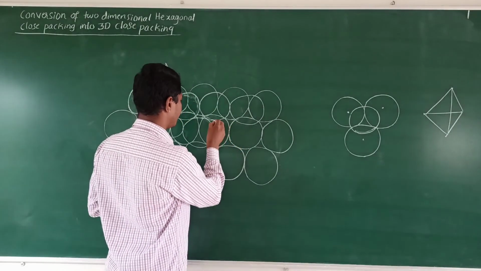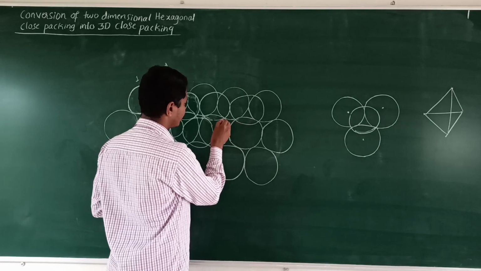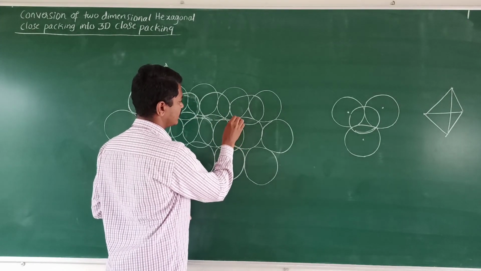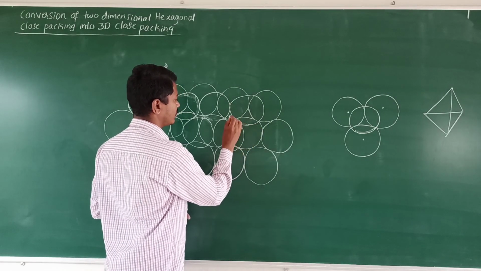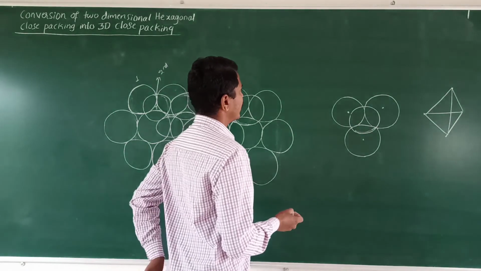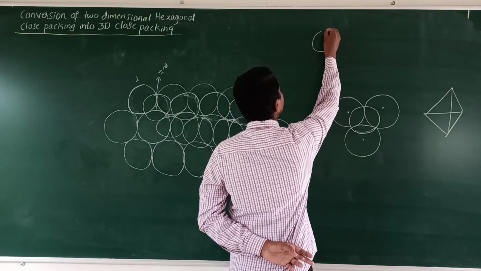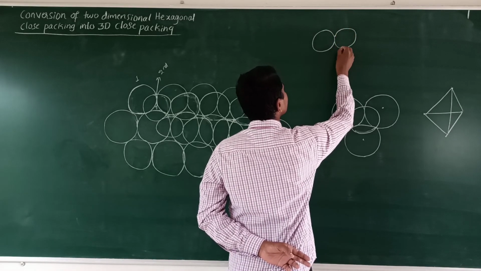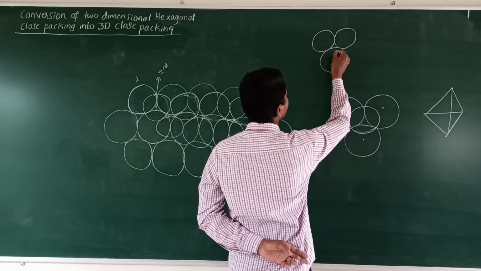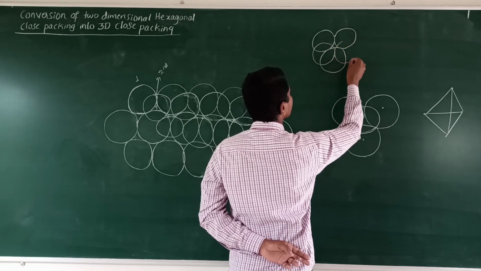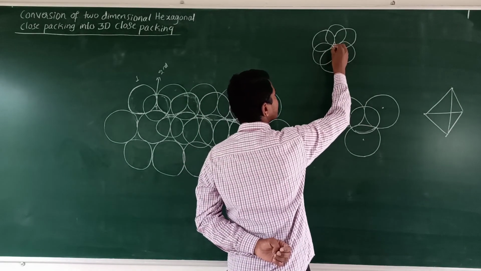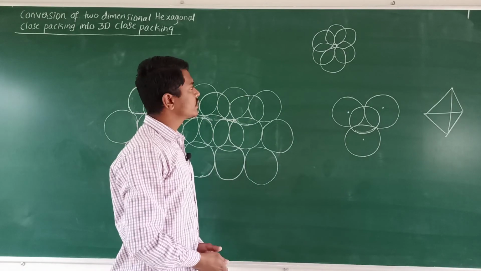In a similar manner, this side sphere, like this. This is the empty space. It looks like this, the tetrahedral void. The octahedral void looks like this, with six spheres. This is the octahedral void. This void remains not closed.